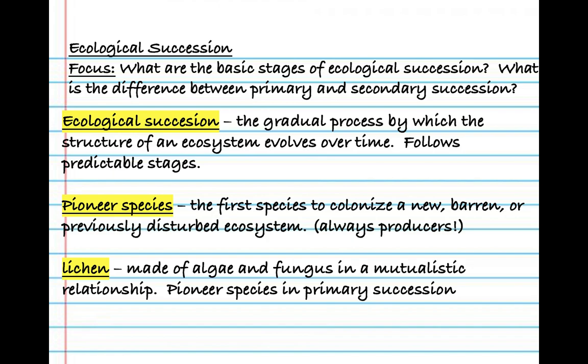And then let's just have a definition for lichen. Lichen, again, is made of algae and fungus in a mutualistic relationship, and they're going to be our pioneer species in primary succession. Because again, they're one of the few organisms that can live with no soil. Mosses can live with very little soil, but they need just a little bit.